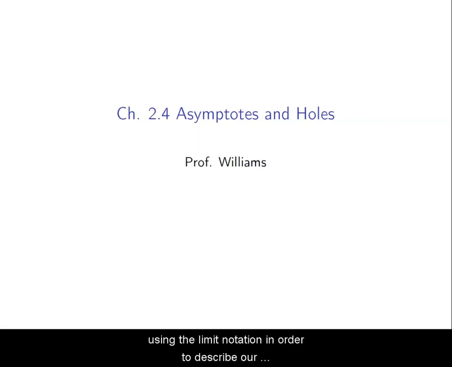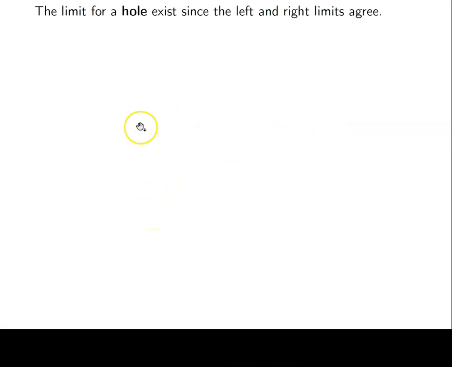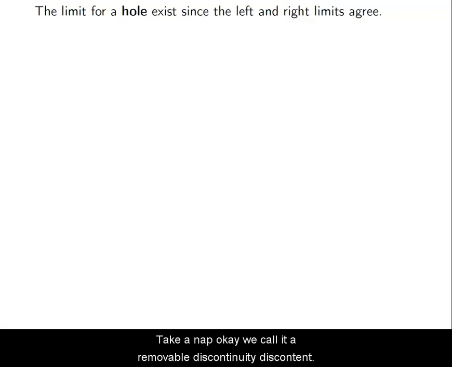However, we're going to be using the limit notation in order to describe our functions and what it is that they're doing around these points. Okay. The limit for a hole in a graph exists. So if you remember what a hole is, literally it's a continuous graph, or a continuous portion of a graph, but just one point taken out. We call it a removable discontinuity, because if we were to put the point back in, then our function would then be continuous.